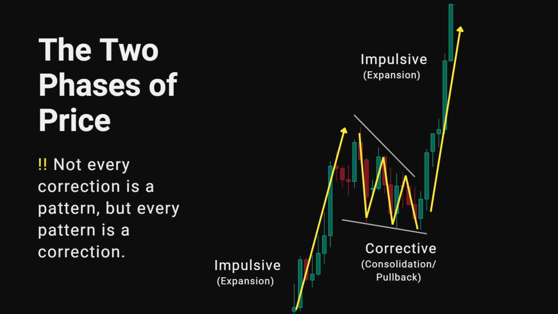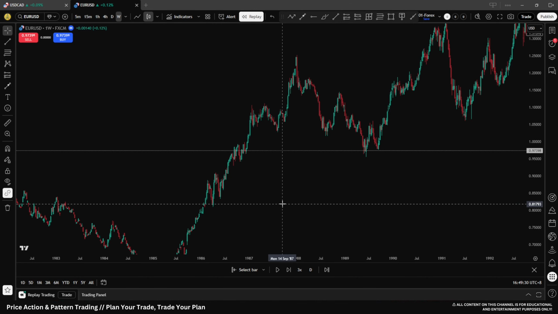Remember this. Every technical pattern you have ever learned, flags, triangles, wedges, is just a different version of a correction. The pattern is just the market catching its breath before the next decision. This type of behavior, these two modes, the impulse and correction, goes back to the beginning of charts.